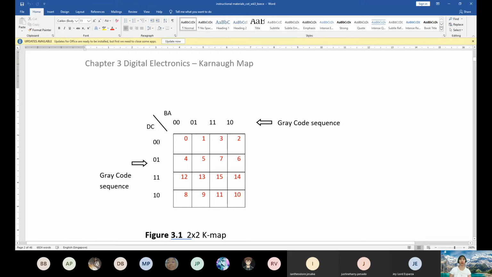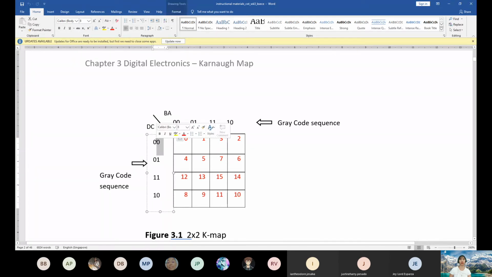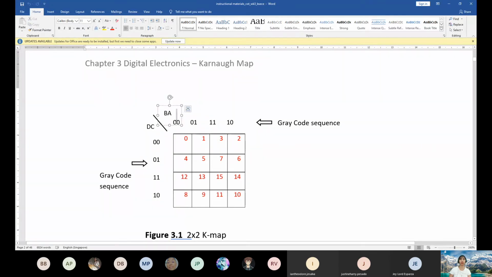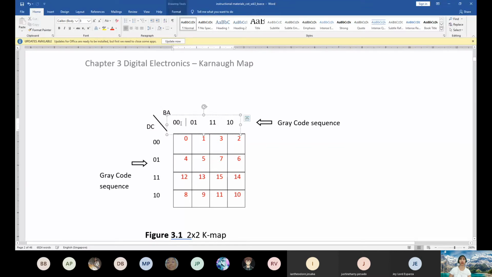So for DC, this is the C, the first bit, and the second bit is the D. Same here, this is C, this is the D. This is the C, this is the D, and likewise, this is the C and the D. For BA, this is the A, the first bit, and the second bit is B. For this one, you have 1 as A, 0 as B. For this one, we have A and B. And lastly, this is A, this is B.